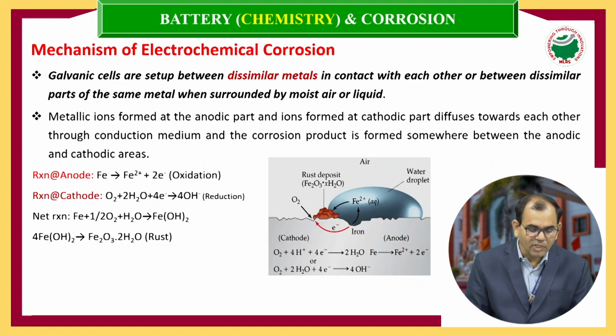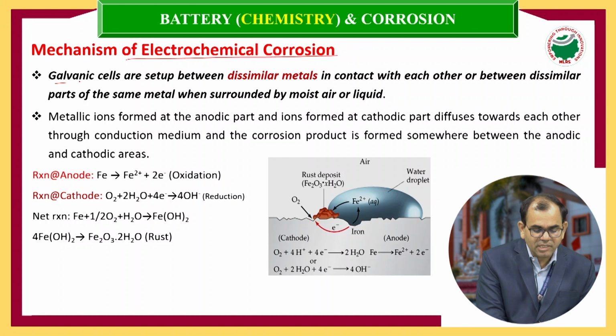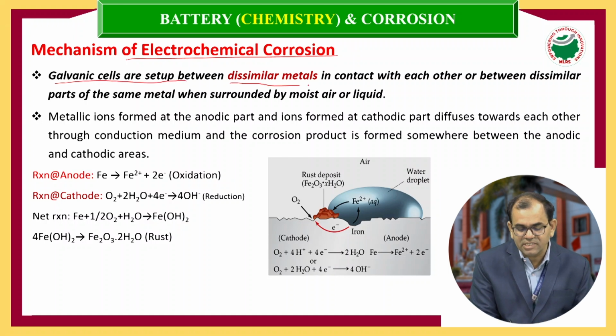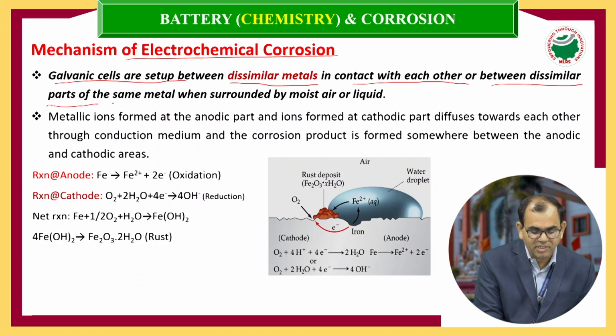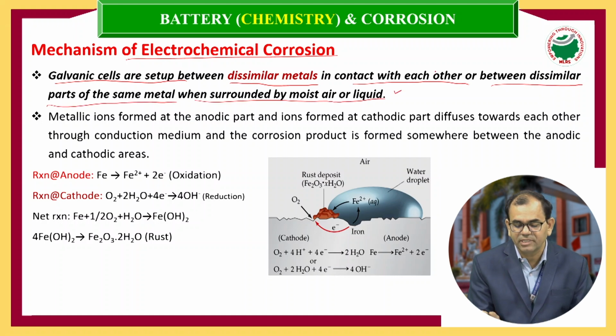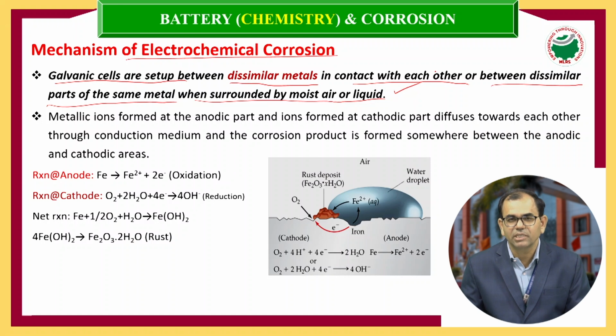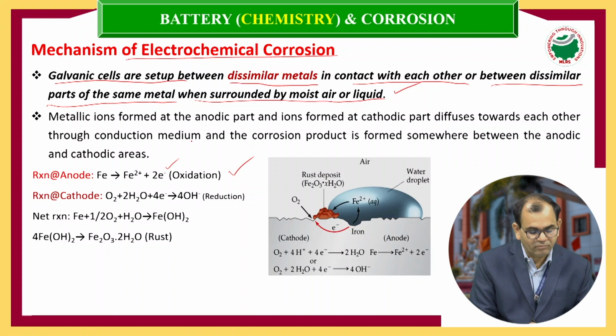Now, mechanism of electrochemical corrosion. Galvanic cells are set up between dissimilar metals in contact with each other, or between dissimilar parts of the same metal, when surrounded by moisture and liquid. Yes, as I said, moisture and atmospheric oxygen. What's happening? Here you can see the reaction at the anode: iron goes through oxidation, Fe gives rise to Fe 2 plus and 2 electrons, loss of electron.